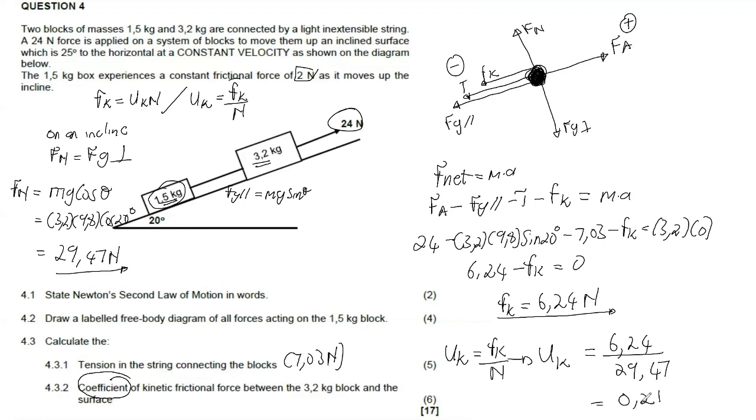And then remember, we have no SI unit here because this is a ratio of the kinetic frictional force and the normal force. So ratios do not have any SI unit.